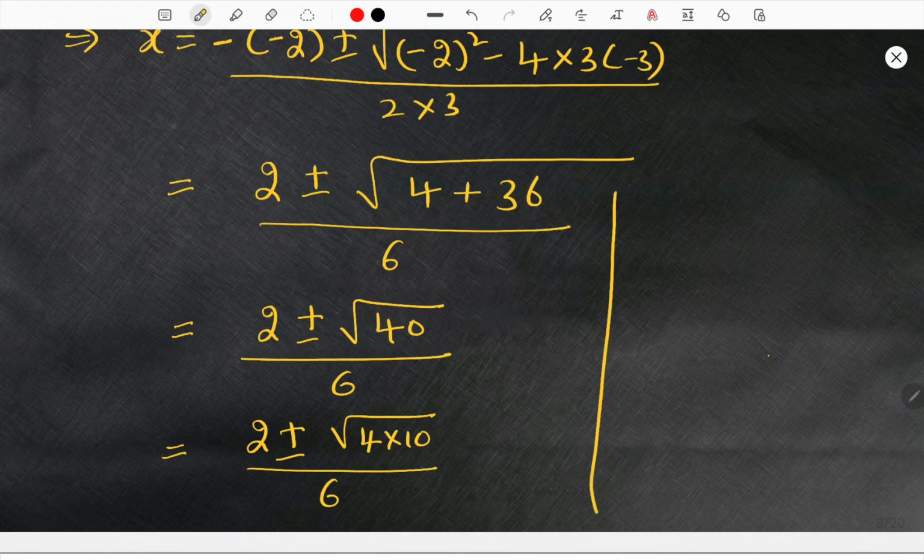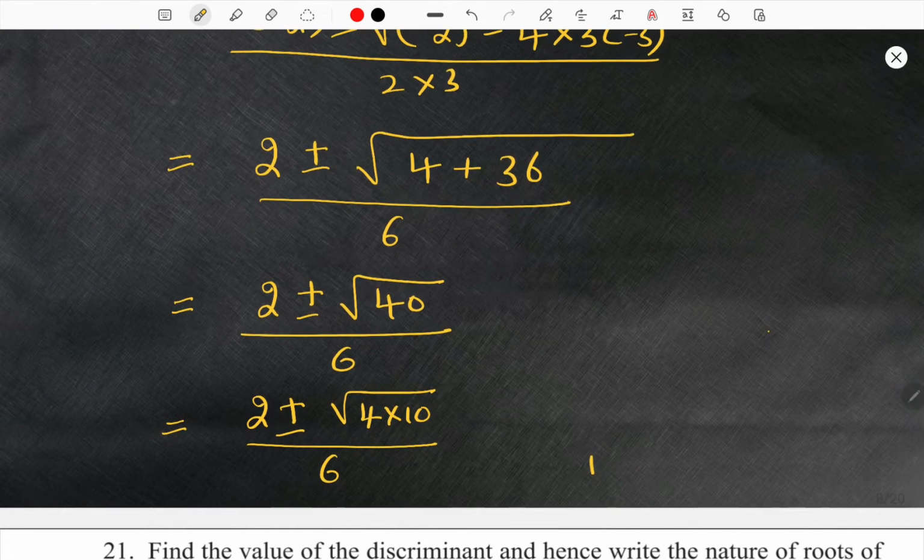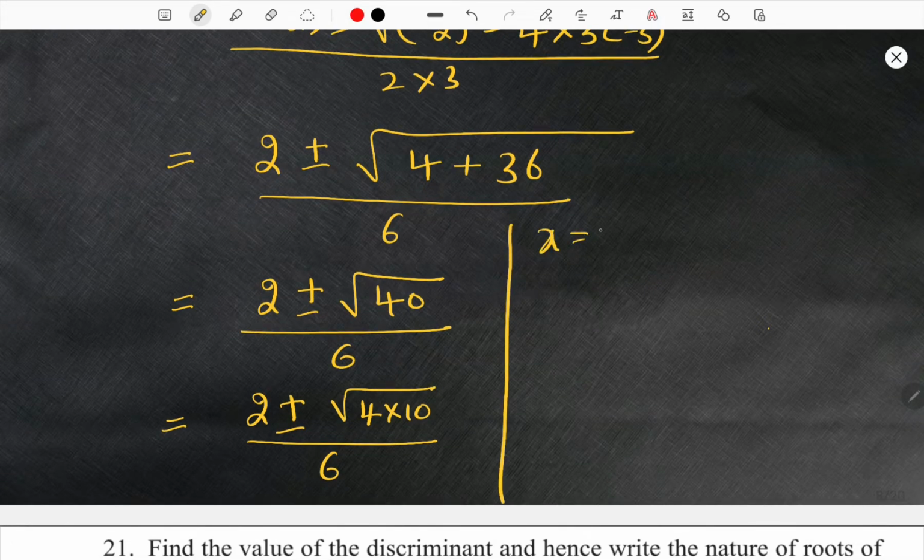And now let us try to solve this. So x is equal to, how many solutions am I going to get now? I am going to get 2 solutions, right? So I am putting the line here. So x is equal to 2 plus or minus under root 4 means it becomes 2, then under root 10, then divided by 6.